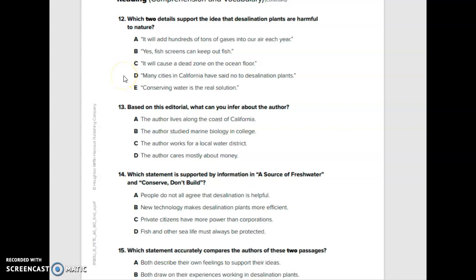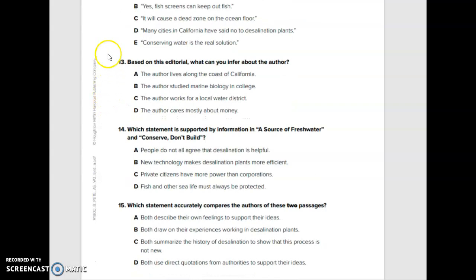D. Many cities in California have said no to desalination plants. E. Conserving water is the real solution. Choose 2. Number 13. Based on this editorial, what can you infer about the author?